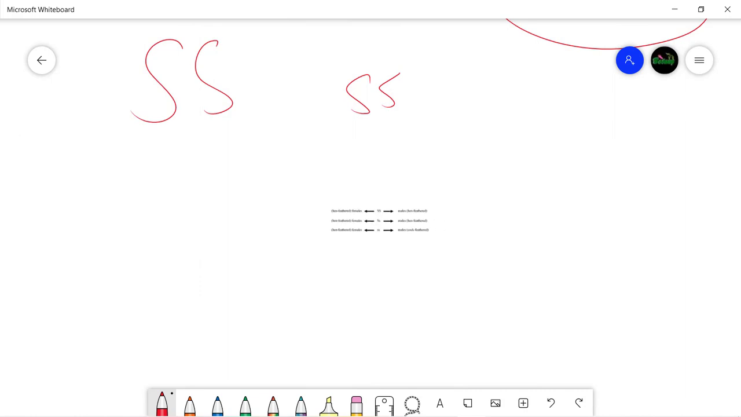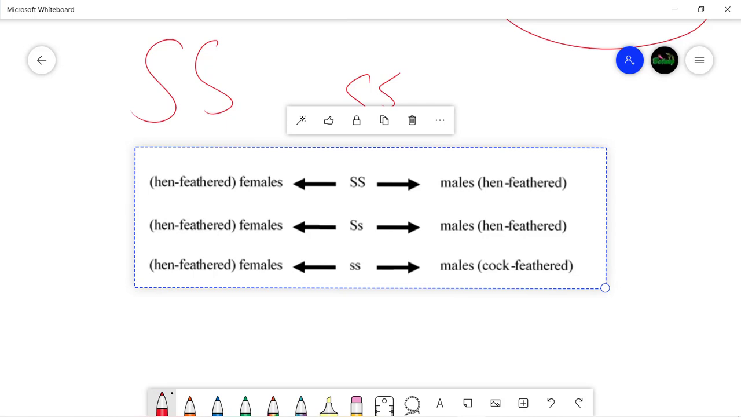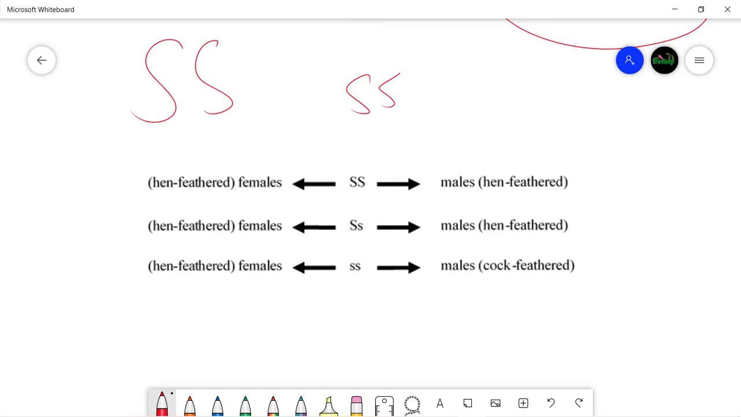So here it is, the cross, and let's enlarge it to show you the details. As you can see, we have two pairs of alleles, uppercase S and lowercase s. When it is both uppercase, the females are hen feathered, and the males are also hen feathered. When it is heterozygous, in the presence of this dominant, males are again hen feathered and the females are also hen feathered. But when it becomes recessive, now the males should have been hen feathered, like we have hen feathered and hen feathered.